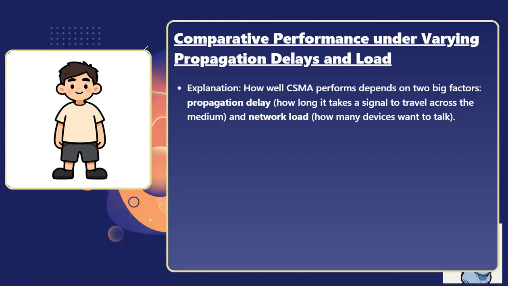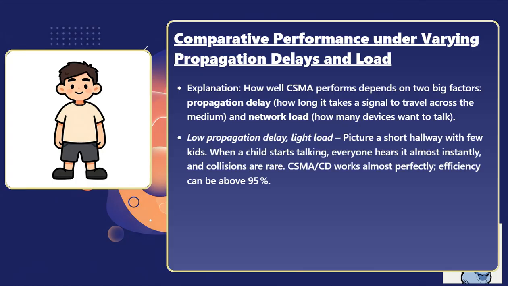Explanation: how well CSMA performs depends on two big factors: propagation delay, how long it takes a signal to travel across the medium, and network load, how many devices want to talk. Low propagation delay, light load: picture a short hallway with few kids. When a child starts talking, everyone hears it almost instantly and collisions are rare. CSMA/CD works almost perfectly. Efficiency can be above 95%.